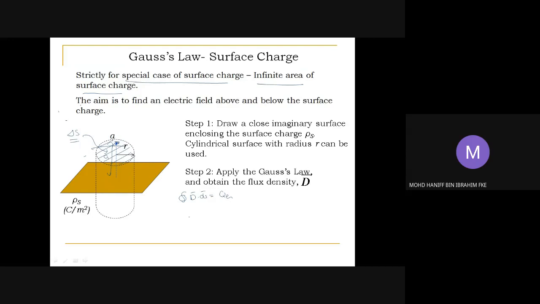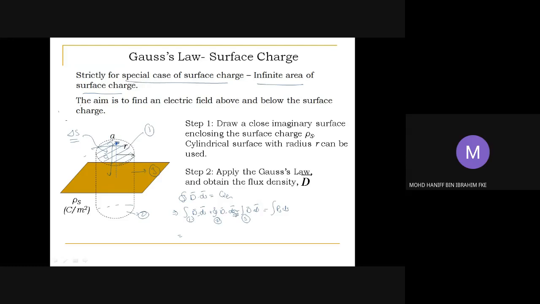Okay, so for this, we can write that the left-hand side integration can be calculated as D dot dS for surface number 1, plus D dot dS for surface number 2, and D dot dS for surface number 3. So this is surface number 1, down here we have surface number 2, and here we have surface number 3. And the enclosed charge is simply written as the integration of rho s dS.